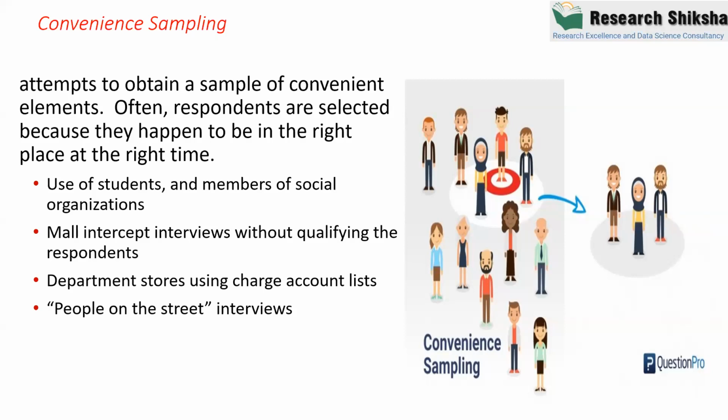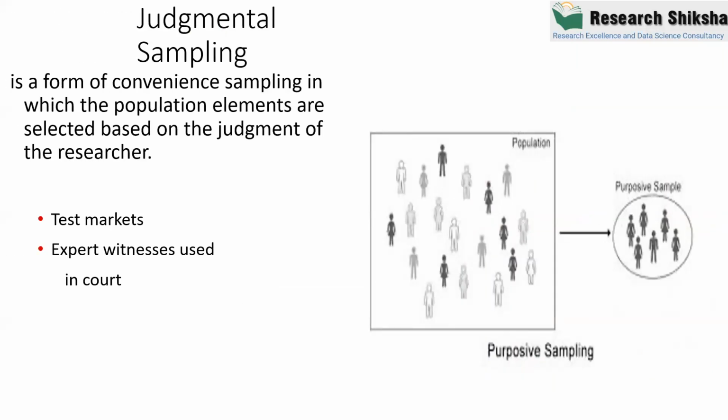Everybody does convenience sampling, but it should not be written. You should not write convenience sampling in the paper or the thesis. Now, the next sampling is known as judgmental sampling.